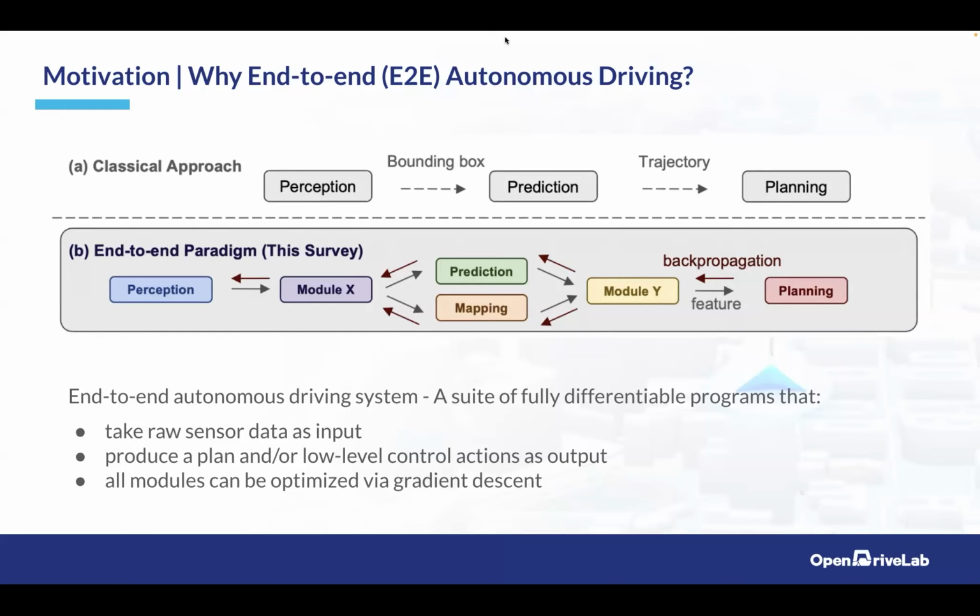But now people, at least the research community, are more fancy about the end-to-end paradigm, where all the modules are connected with gradient descent rather than human-designed patterns, to optimize for the final planning task. So we define the end-to-end driving system as taking raw sensor data as the input and producing a plan or a low-level control action as the output, with all modules optimized via gradient descent. That's what we think it looks like.